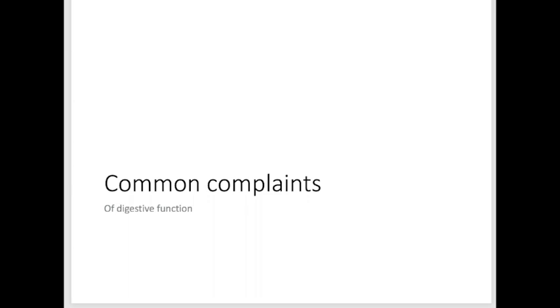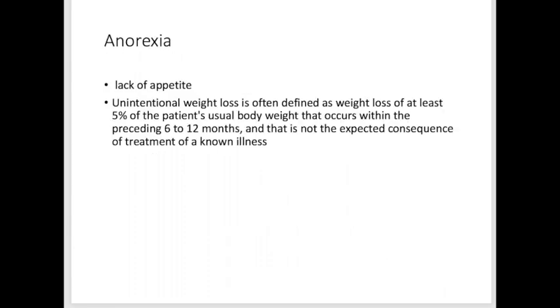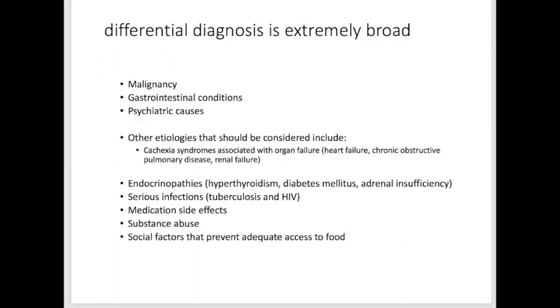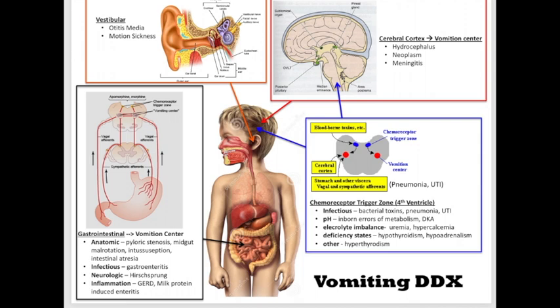Common complaints, review these. So you have dysphagia, which would be either mechanical or functional. Another one would be anorexia, which is lack of appetite, and defined as weight loss. Differential is extremely broad, as you can see there. Nausea and vomiting, we have two different mechanisms, neurologic versus peripheral. And then review this here so that you know how we classify neurologic versus peripheral. I did include a vomiting differential diagnosis, whether it's vestibular, cerebral, or gastrointestinal.